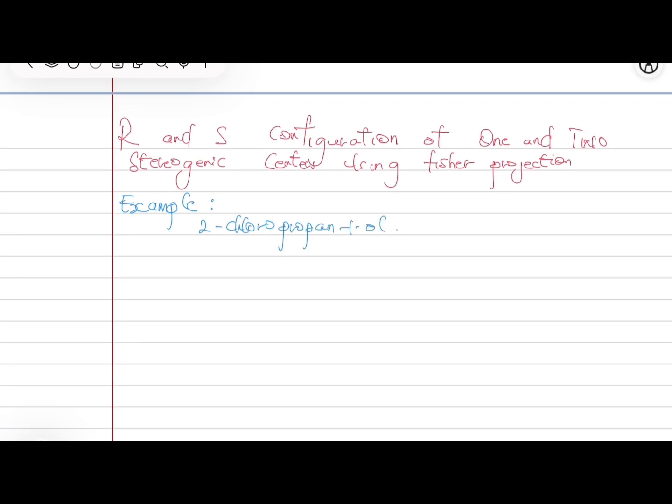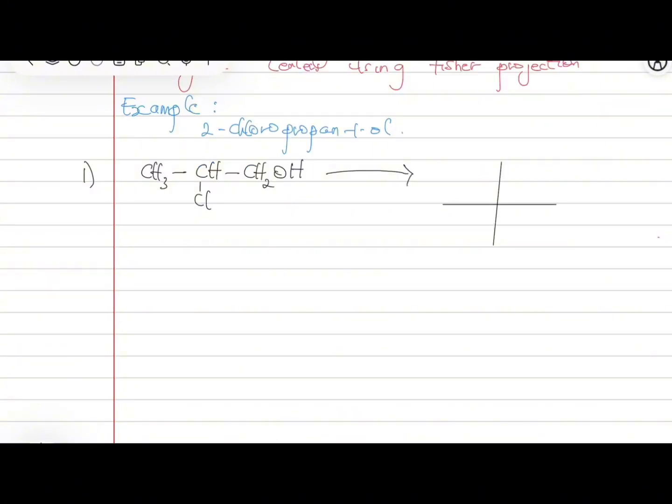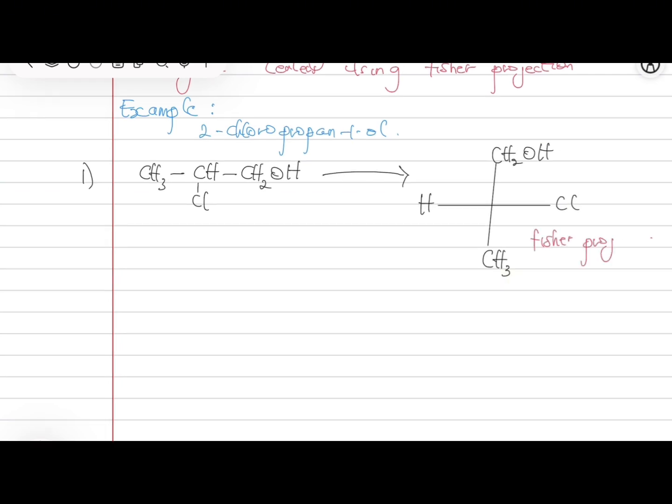For example, let us consider 2-chloropropan-1-ol. Let us use Fischer projection to determine the R and S configuration of this compound. The first thing we have to do is to draw the structure of 2-chloropropan-1-ol. The next step is to convert the structure of the molecule to Fischer projection.